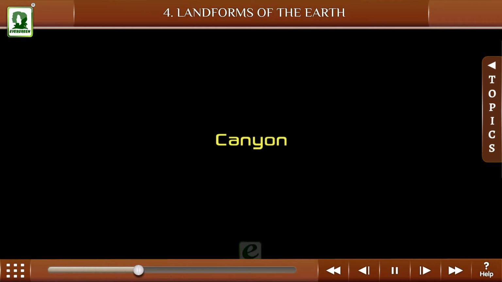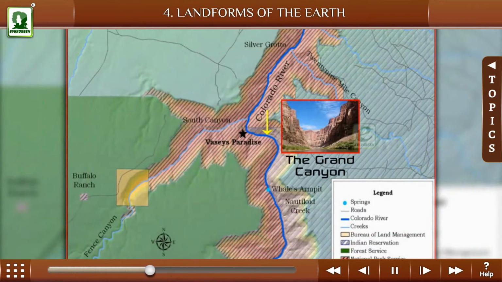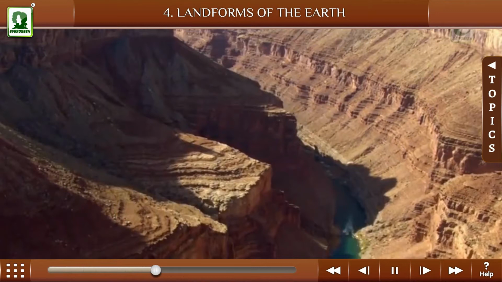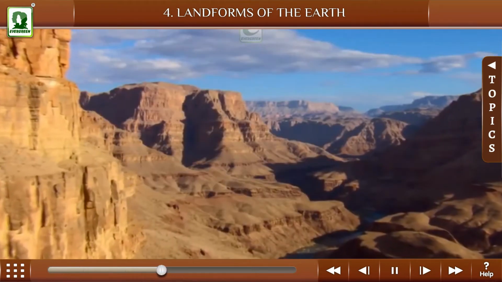Canyon. A canyon is a wider valley with steep walls and flat bottom. The Grand Canyon, located in Arizona, USA, is the deepest canyon in the world. It is carved out by the river.